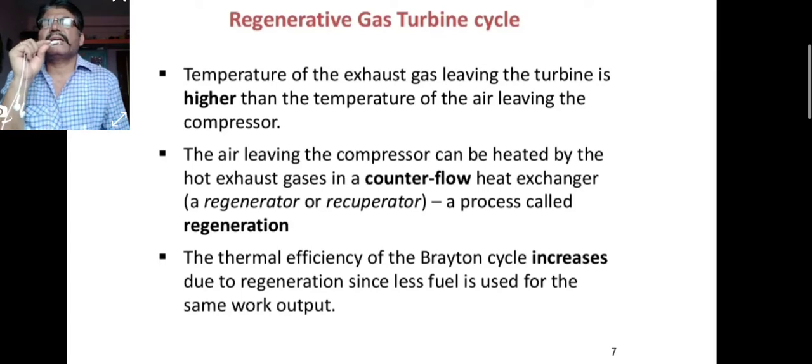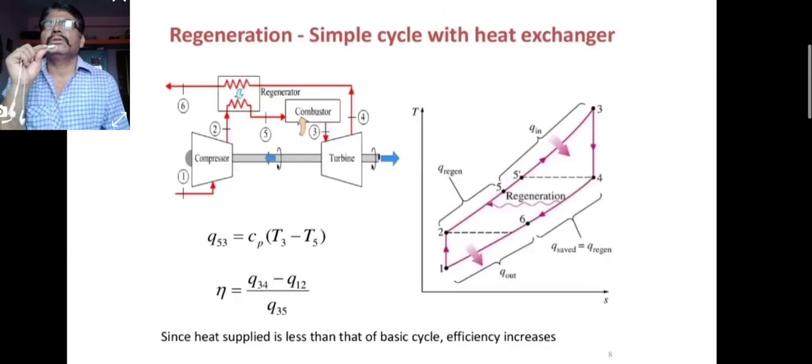Regenerative gas turbine. The temperature of the exhaust gas leaving the turbine is higher than the temperature of air leaving the compressor. The air leaving the compressor can be heated by the hot exhaust gases in the counterflow heat exchanger, which is called a regeneration or a regenerator, or also called a recuperator. The thermal efficiency of the Brayton cycle increases due to regeneration since less fuel is used for the same work output.